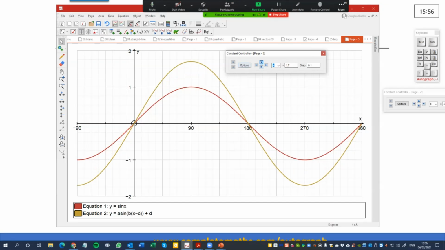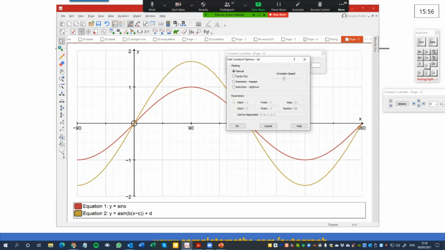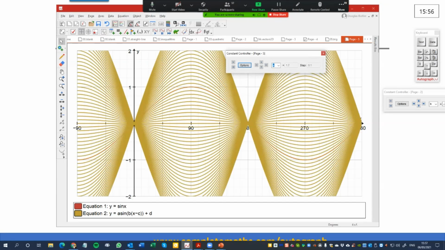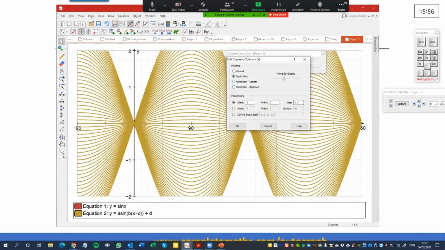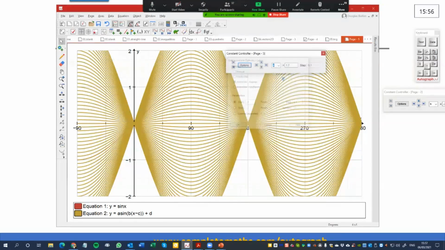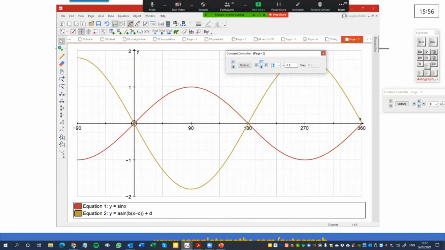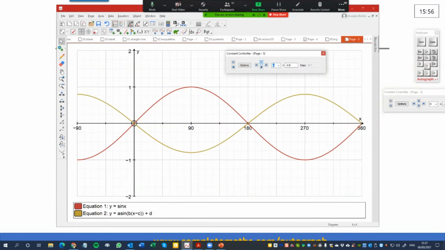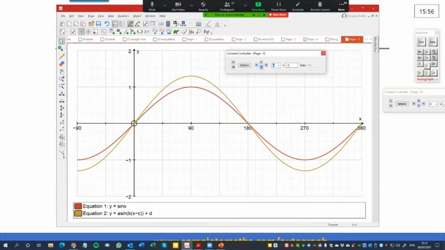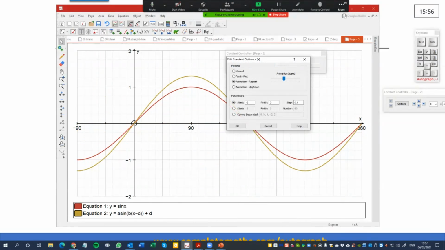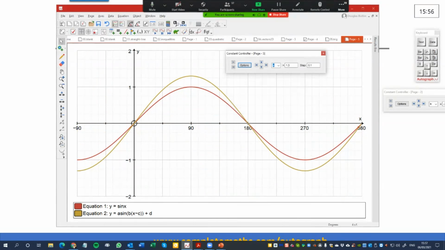Anytime you're doing anything like this, you can have a look at the options. You can do a family plot. That's lots of them. Or you can do an animation up and down. So those are available any old time. So we'll stop it when it's sort of there. That's fine. Let's go back to manual. Okay, that's A. What's B do?